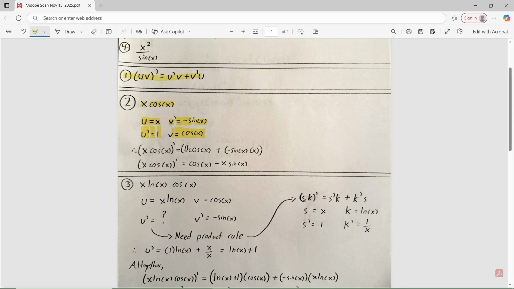Combine them together according to the formula in 1, and we get the derivative of x cos x is 1, which in this case is u prime, times cos x, which in this case is v, plus negative sine x times x, respectively v prime times u.